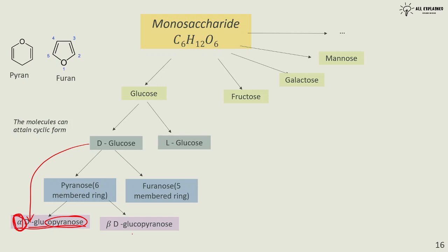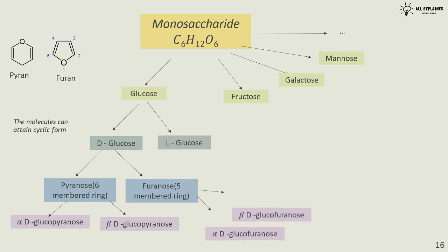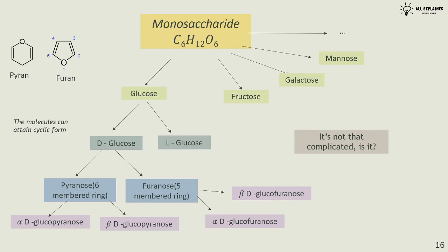What is that alpha? We would see. This can only be understood if you understand the attack, if you understand the formation of hemiacetal. And then there could be the other form, beta, and it would also be called D-glucopyranose. There are two ways 6-membered rings can be formed, and similarly the furanose can also be formed in two ways. Okay, so it's not that complicated, is it?